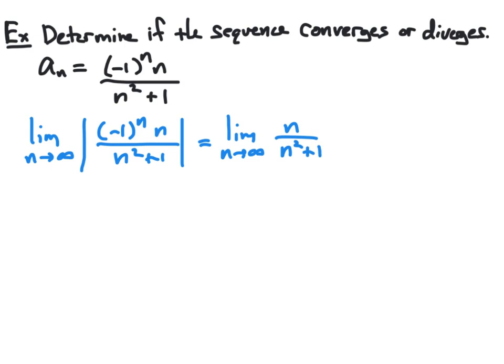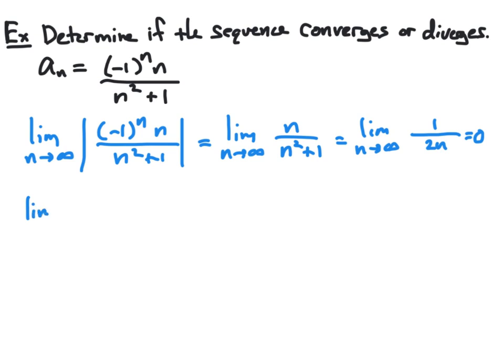This limit we can compute using the limit laws. We can divide everything by n squared, the largest power of n in the denominator, or we could realize that this is an infinity over infinity indeterminate form and apply L'Hopital's rule, in which case we would get the limit as n goes to infinity of the derivative of n, which is 1, all over the derivative of n squared plus 1, which is 2n. And we know that as n goes to infinity, 1 over 2n is going to get closer and closer to 0. And so the limit of the absolute value of our sequence is equal to 0.